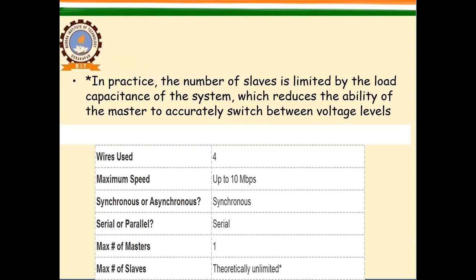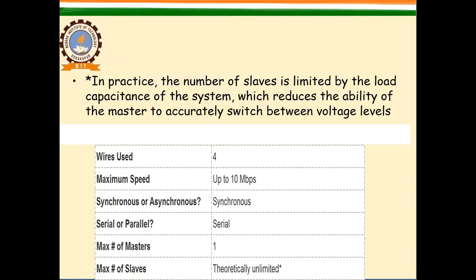In practice, the number of slaves is limited by the load capacitance of the system. Means the load capacitance of the system decides how many slaves a particular master can have, as it reduces the ability of the master to accurately switch between voltages. So the ability of the master to switch between voltage levels depends on the load capacitance.